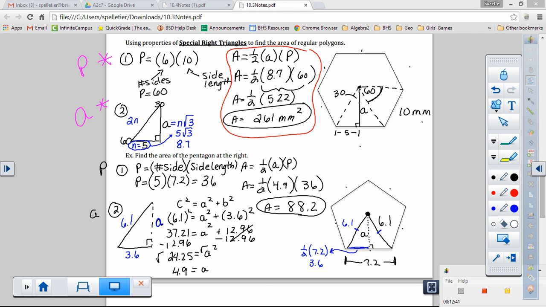All right, so we used 30, 60, 90 here because we were given that that's a 30-degree angle, and we were able to figure out the rest. We used Pythagorean theorem here because we had two of the side lengths and we were just missing one, so that's easy to plug in, and we get what we need.